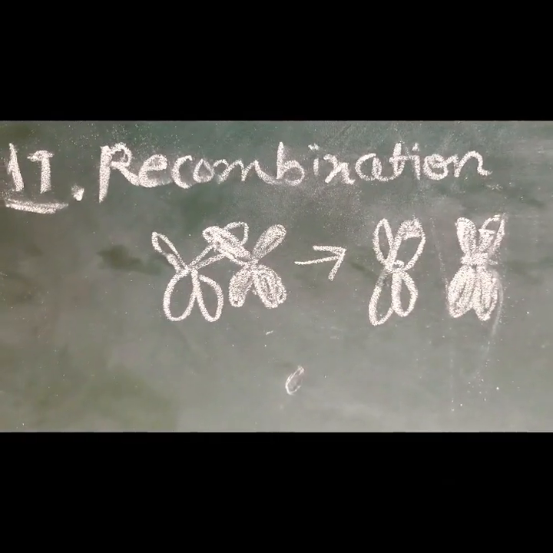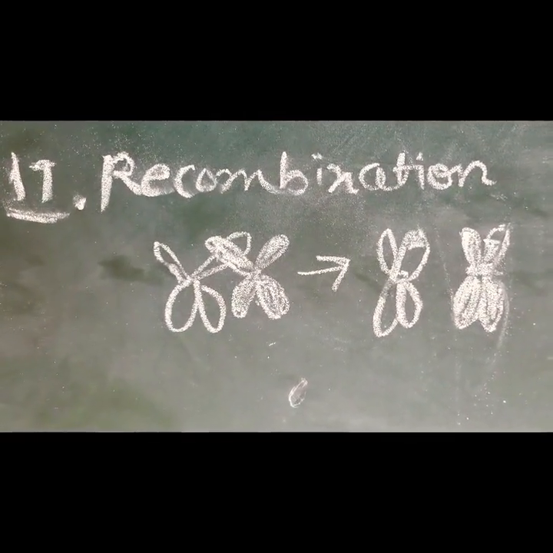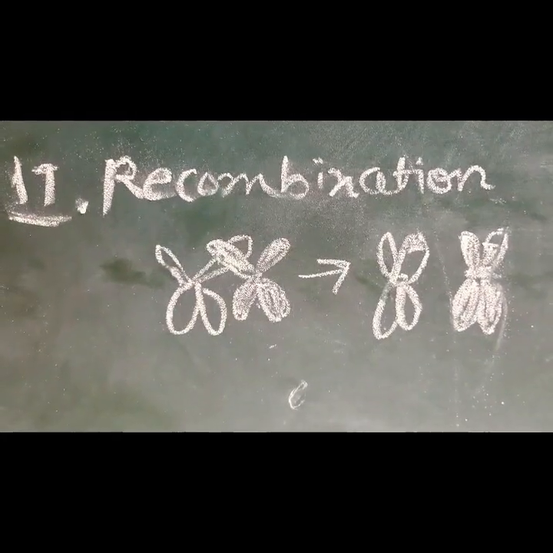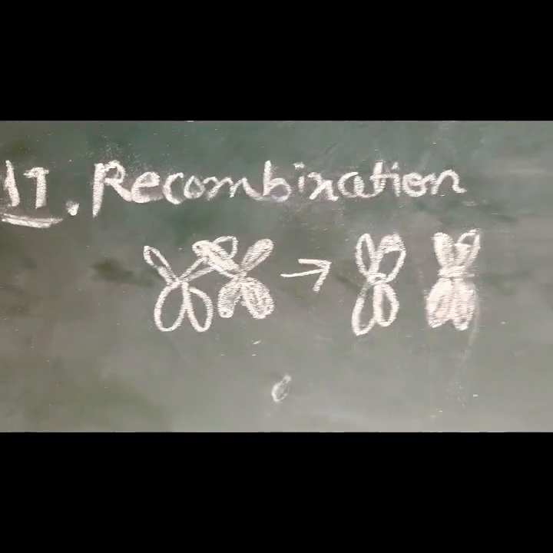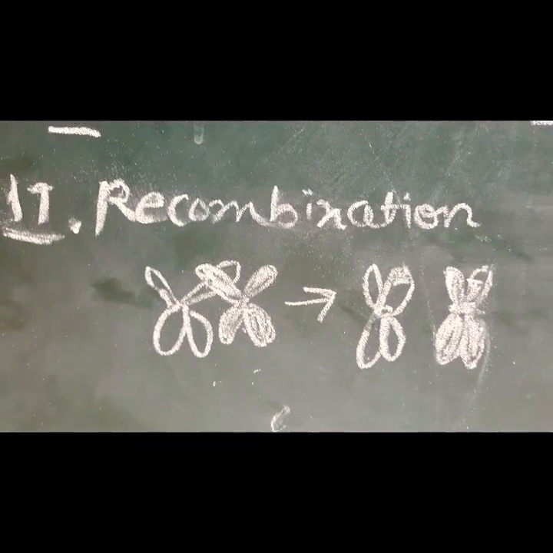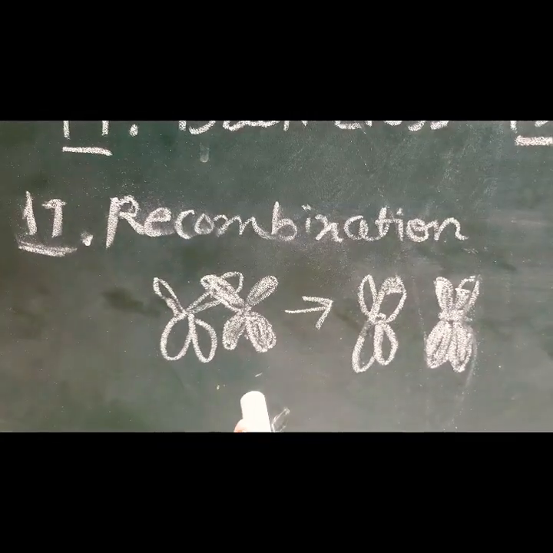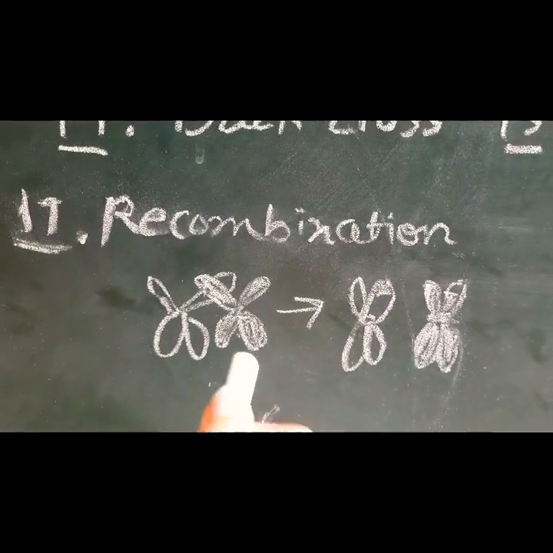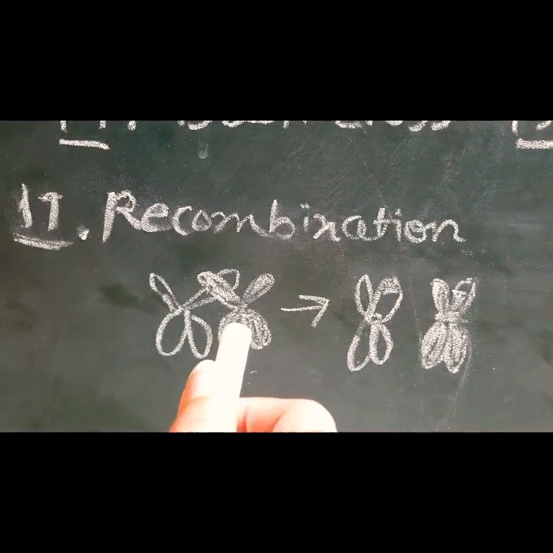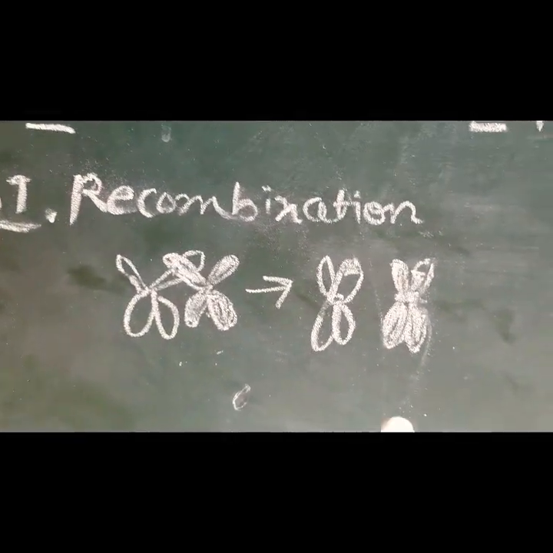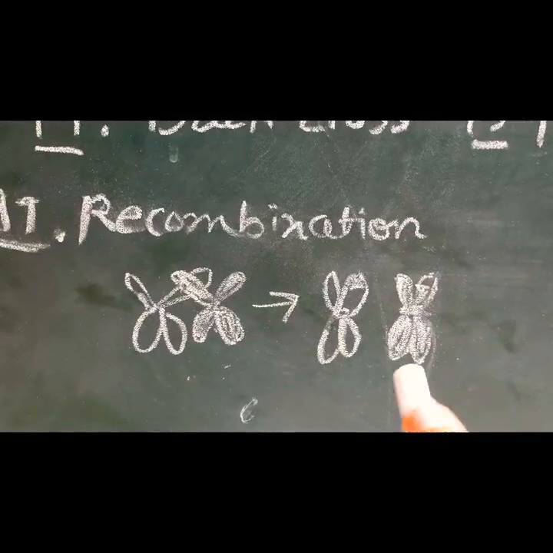Last term we have is recombination. As we all know that in meiosis 1, prophase 1, pachytene stage, there is a formation of chiasmata, or egg-shaped structure. In this structure, two homologous chromosomes or sister chromatids overlap, therefore exchanging some of their genetic or chromosomal material and giving new formation.